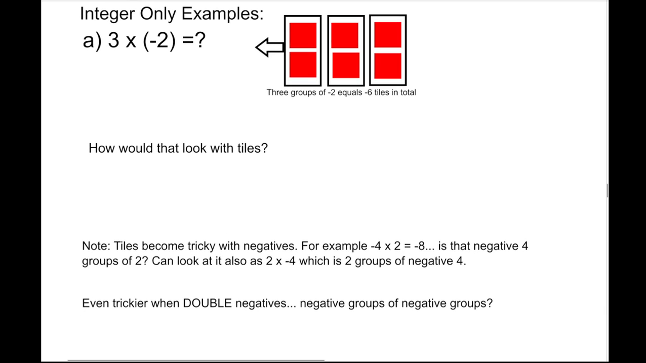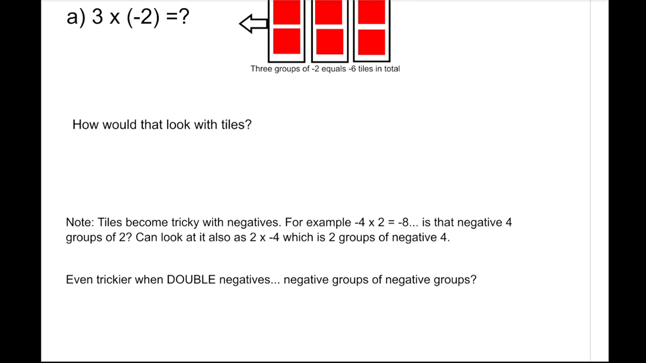Now it does become trickier when we have, say, for example, negative 4 times 2. We know negative 4 times 2, if we do it on a calculator, gives us negative 8. But is that saying negative 4 groups of 2? That doesn't really make sense. What does it mean by negative 4 groups?